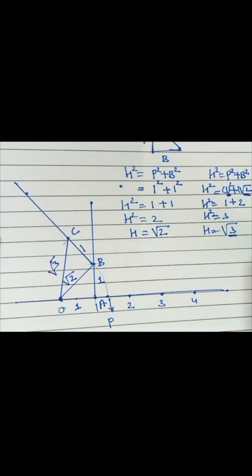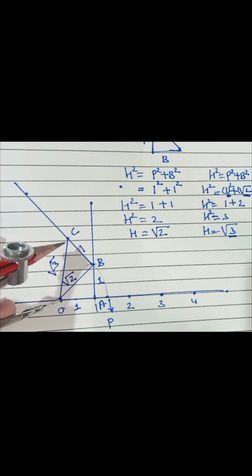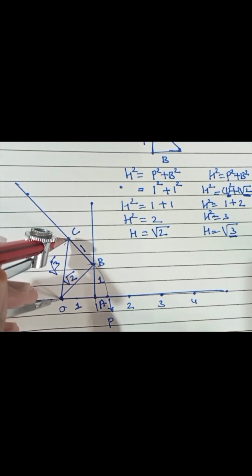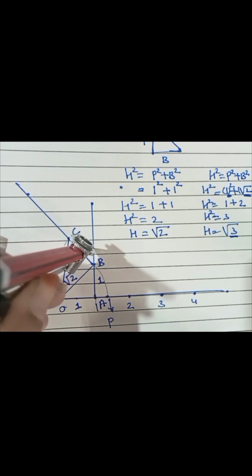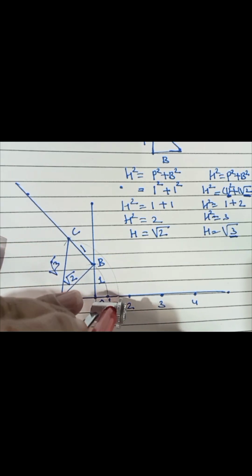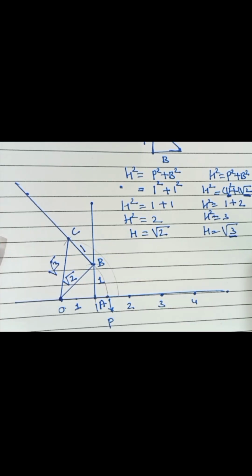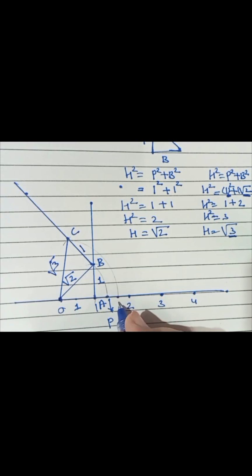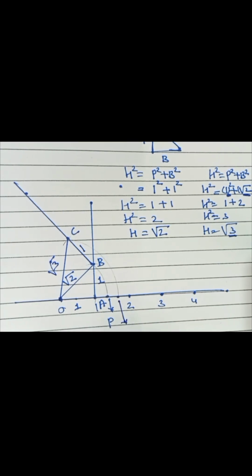So take a radius OC, and cut an arc on the number line. The point at which it cuts the number line is the value of root 3. I will represent it by Q. Okay, so Q is the value of root 3 on the number line.